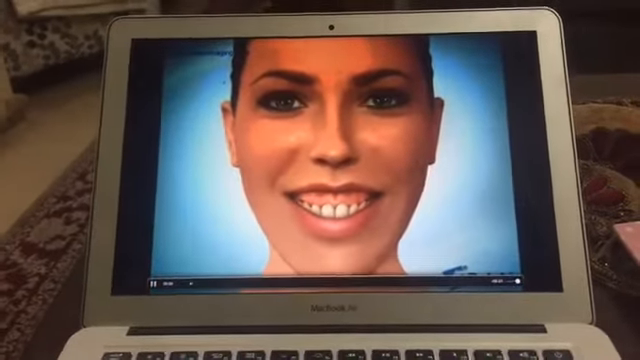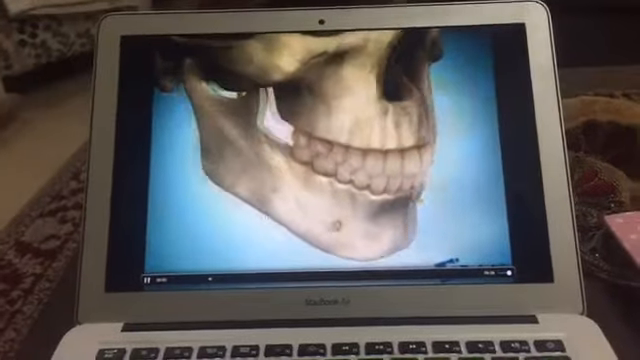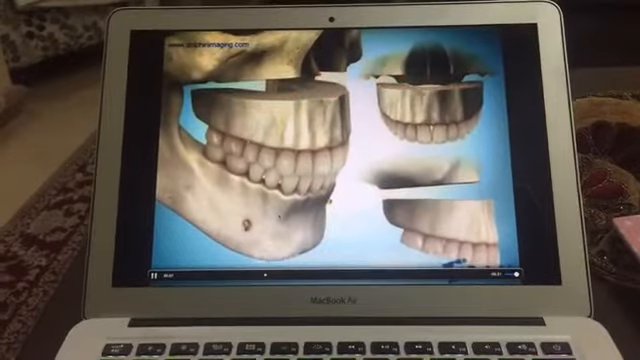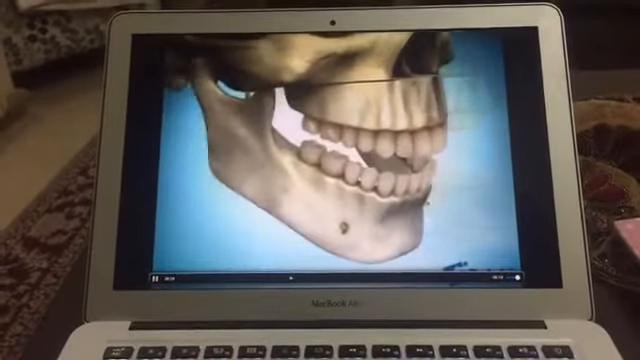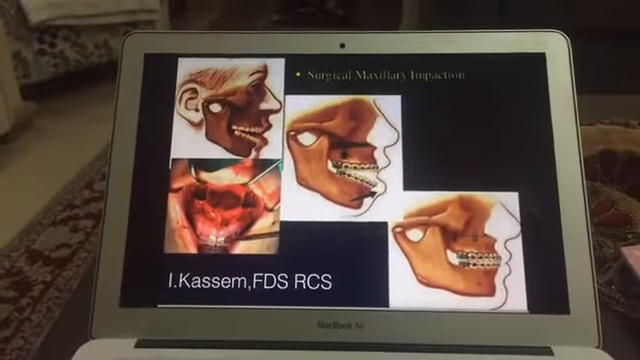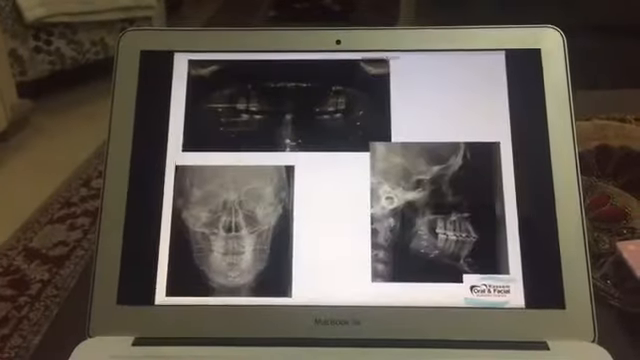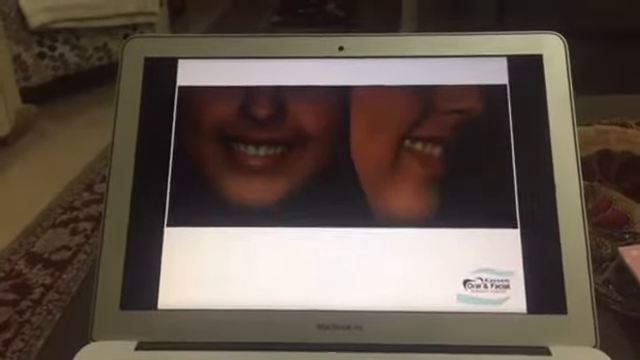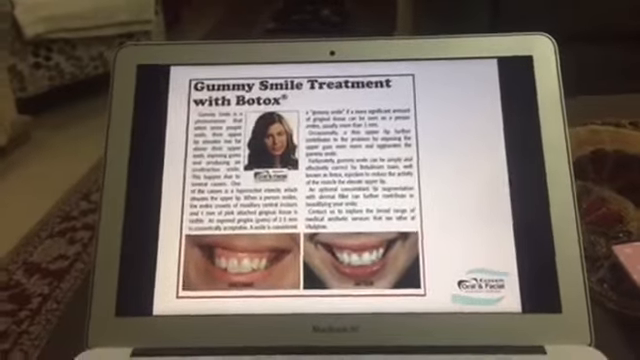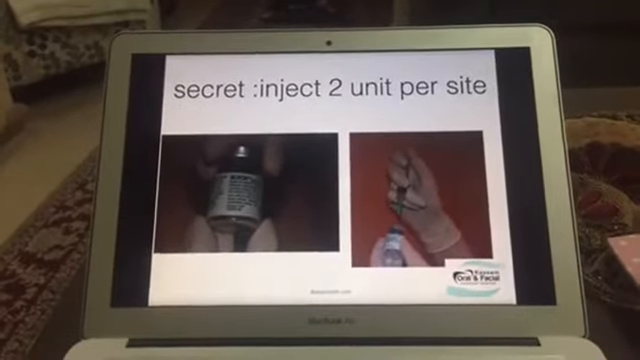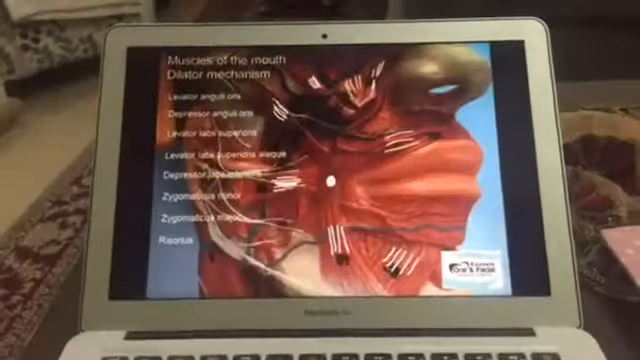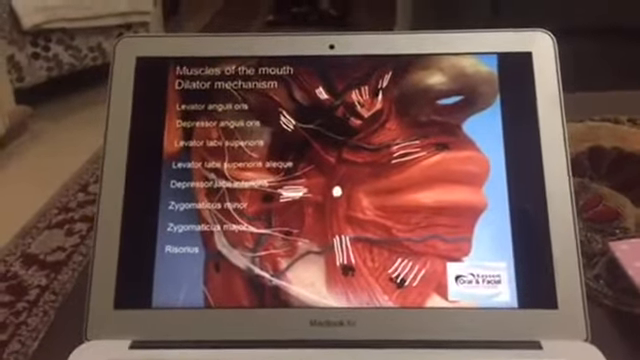Orthognathic surgery remains the gold standard for vertical maxillary excess. And this is orthognathic surgery, this is after. Botox, I think, remains the gold standard for the hyperactive lip. I inject 2 points per site. Inject most probably in 3 points in the smiling muscle.